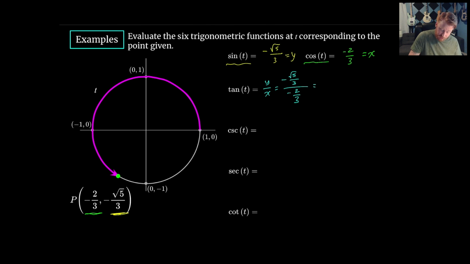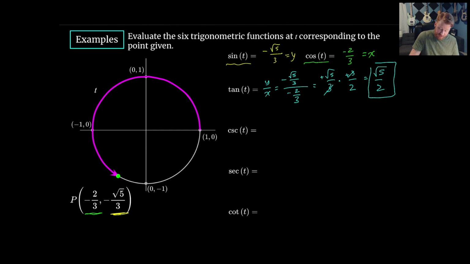So now we can just start simplifying. So we'll have square root of 5 over 3 times, and we'll take the reciprocal, negative 3 over 2. Now we see that the 3's cancel, those negatives cancel, and we're left with the square root of 5 over 2. So here we've got the tangent of t being the square root of 5 over 2.